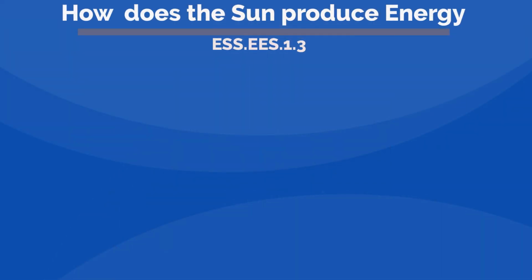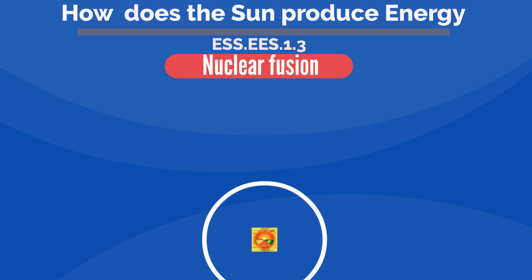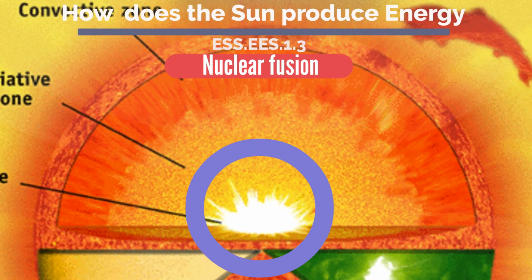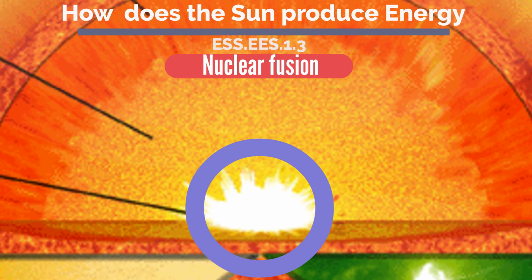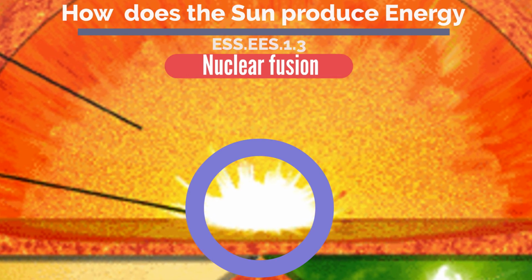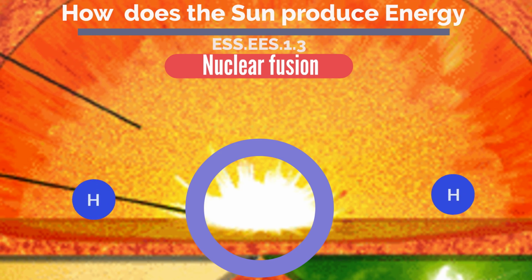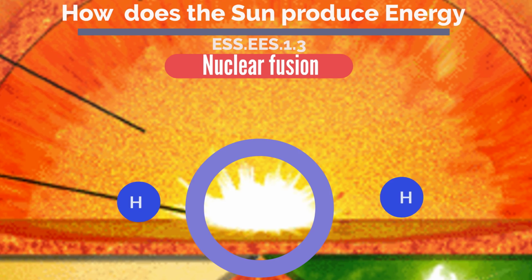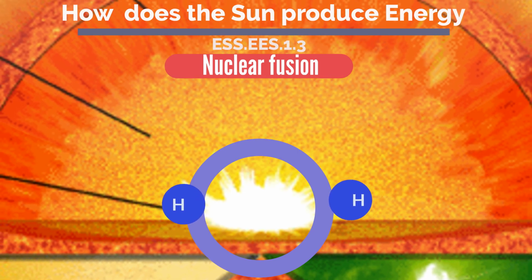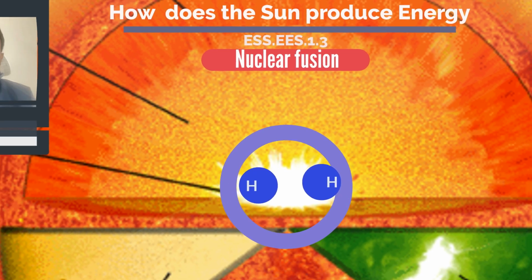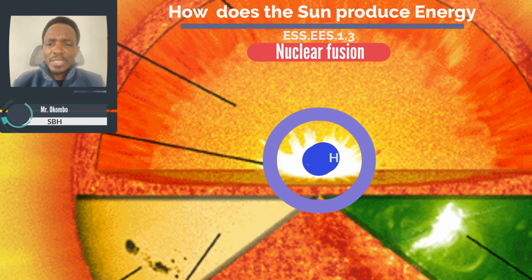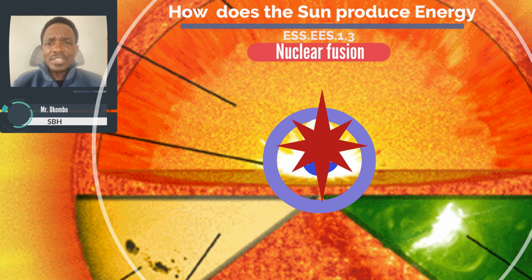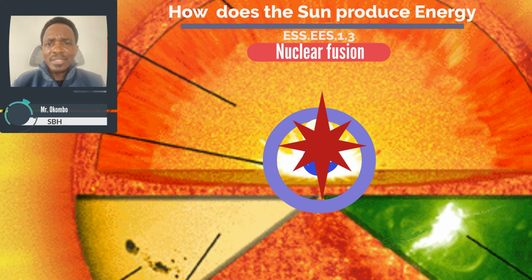The sun produces an immense amount of energy through a process known as nuclear fusion. This process occurs in the sun's core, where temperatures reach about 15 million degrees Celsius. Under these extreme conditions, hydrogen atoms move at an incredible speed, colliding with enough force to overcome their natural repulsion. When these atoms fuse, they form helium, releasing a vast amount of energy in the form of light and heat. This energy is what powers the sun, and eventually it reaches the earth, supporting life.